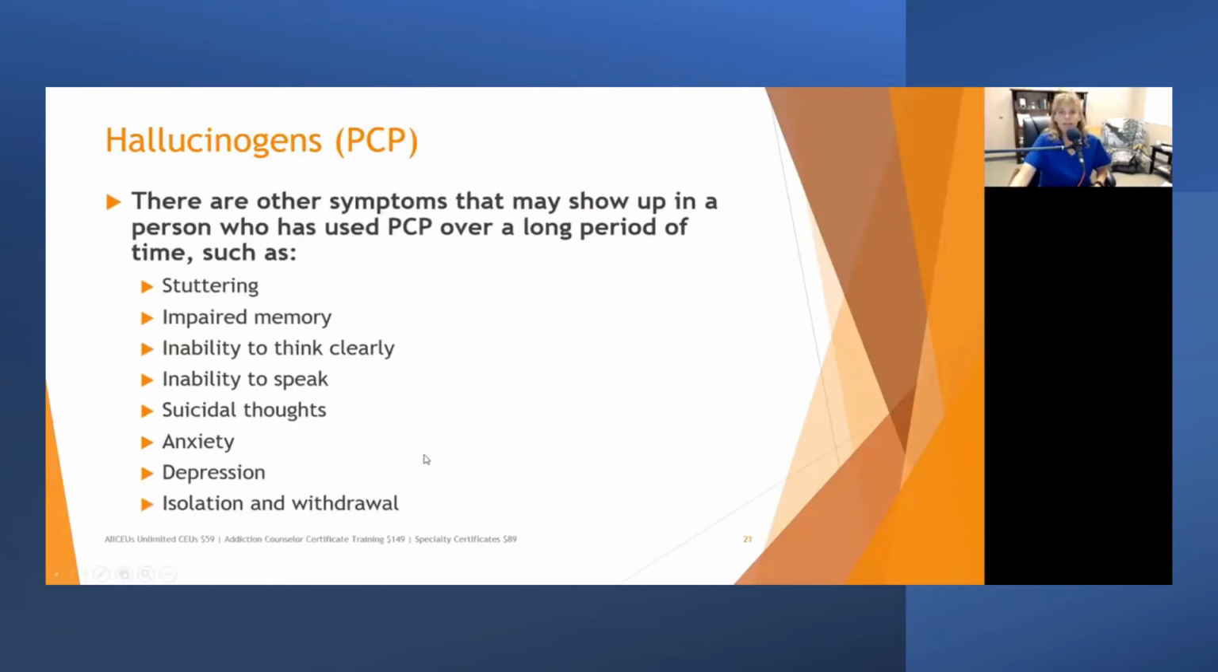Other symptoms that may show up in a person who's used PCP over a long period of time include stuttering, impaired memory, inability to think clearly, inability to speak, suicidal thoughts, anxiety, depression, and just isolation and withdrawal. Now remember, with the hallucinations, if they start feeling alienated from people, if those thoughts and experiences stay with them, they may start not trusting other people. So they may start socially isolating from everybody else.